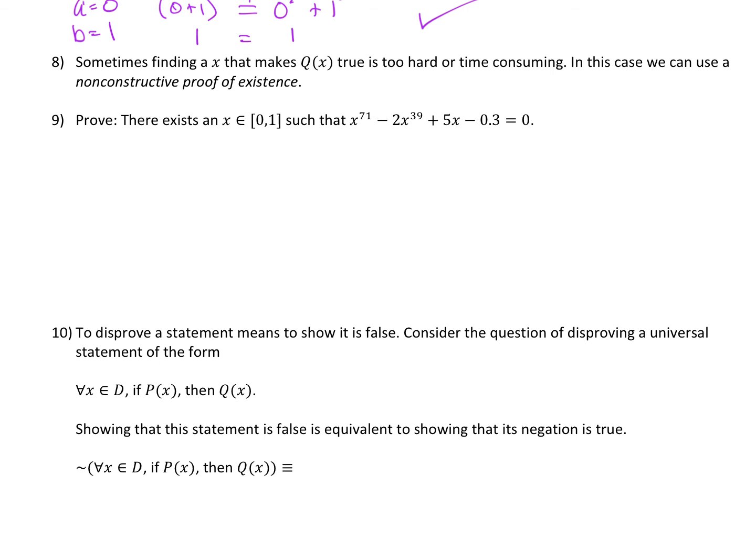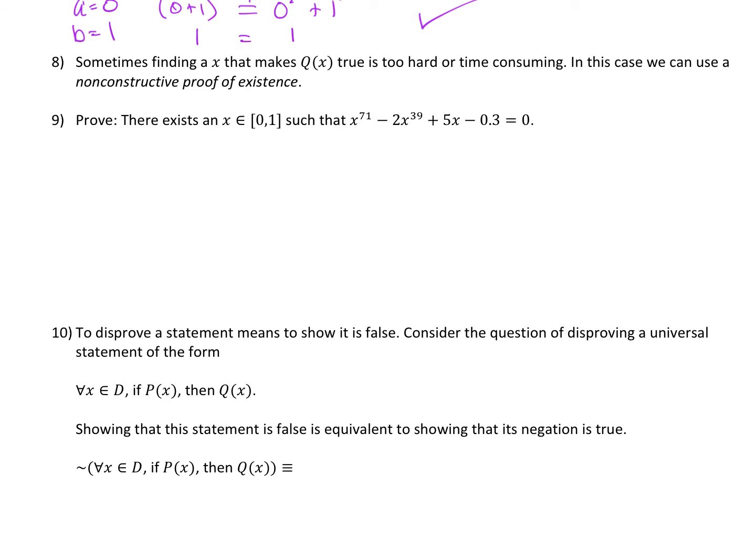Sometimes finding the exact x that can make Q of x true is too hard or time-consuming. In this case, we can use a non-constructive proof of existence. We can try to prove something exists without actually finding it. An example of that is the intermediate value theorem from calculus. So prove that there exists an x in the interval 0 to 1, such that x to the 71 minus 2x to the 39 plus 5x minus 0.3 equals 0.